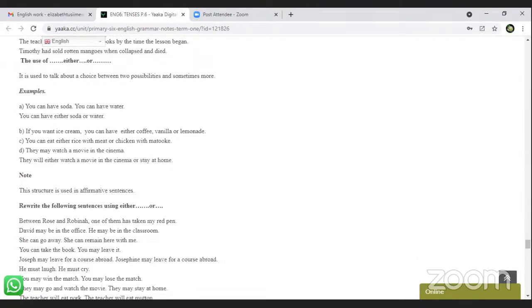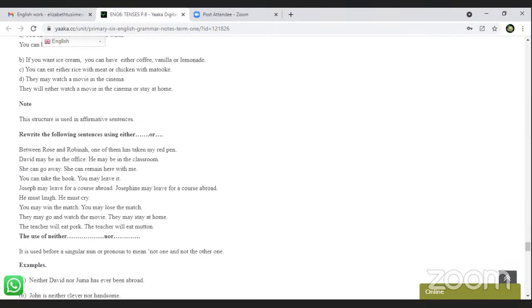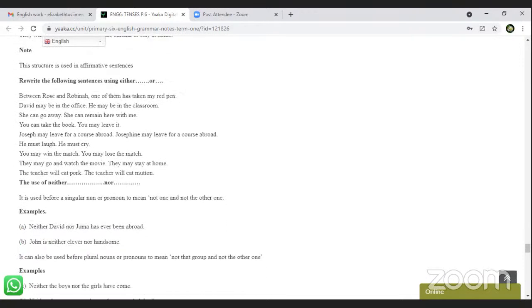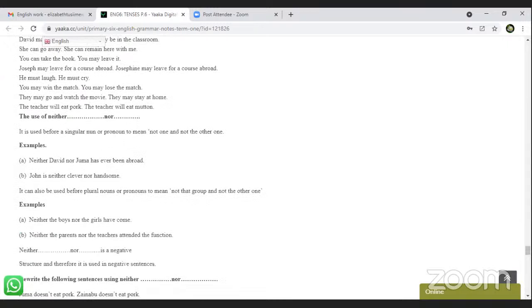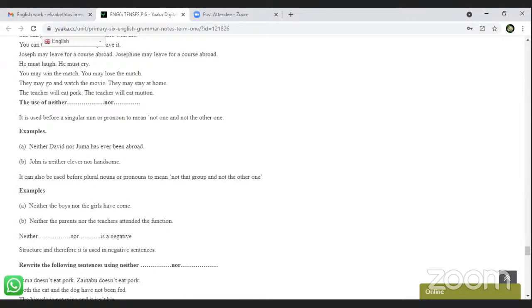Go ahead. So that is either. And then the opposite of either is neither. Either is an affirmative structure. Neither is a negative structure. It is used in negative sentences. The other one is used in affirmative sentences. But they are used in the same way. The subject-verb agreement is the same.